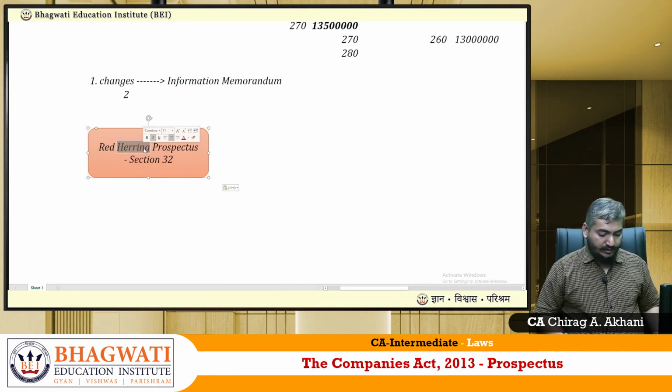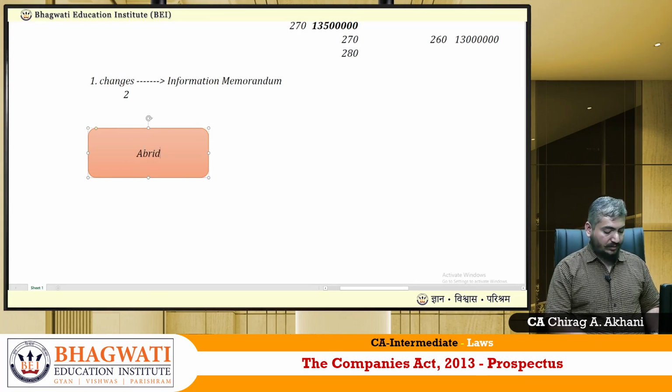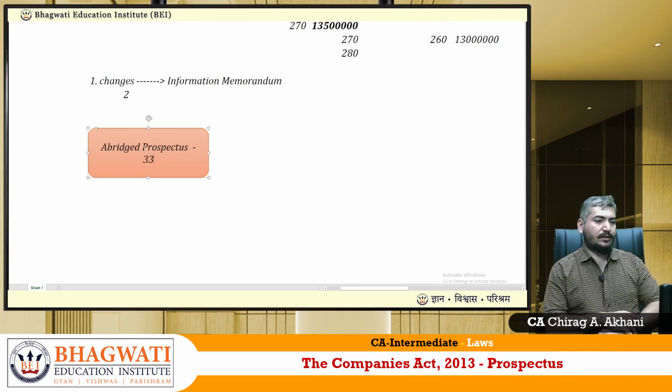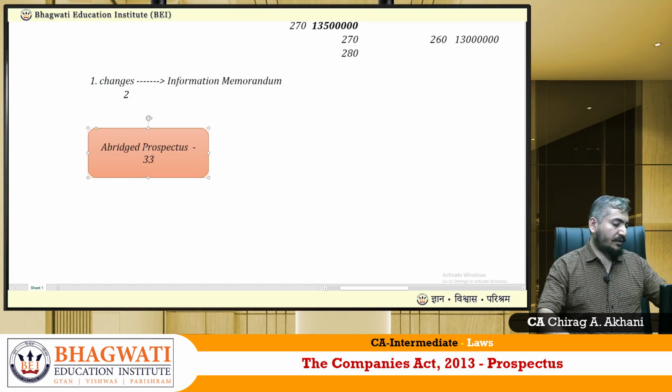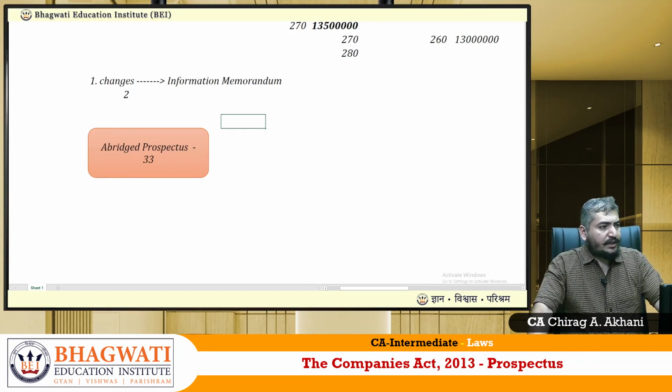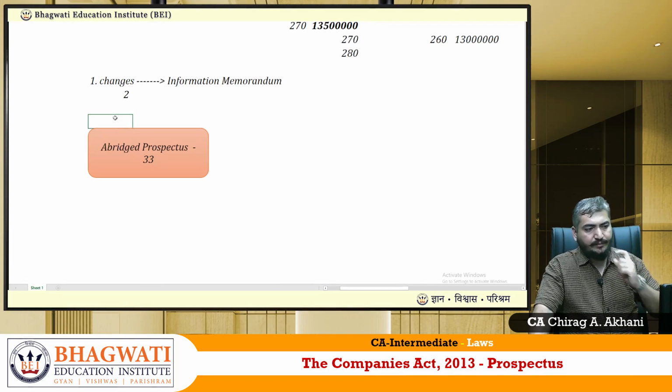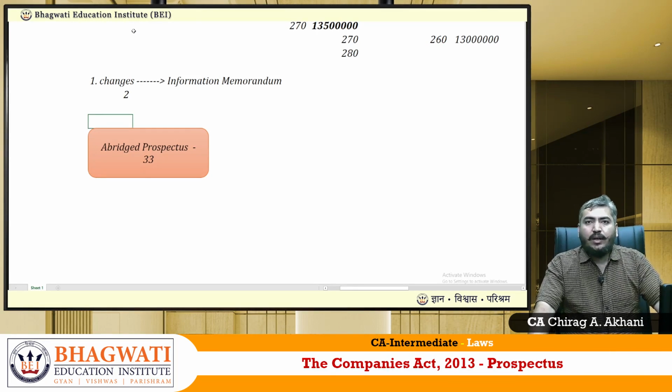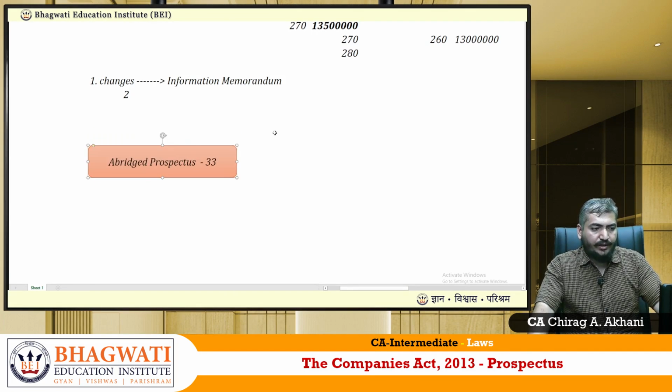After red herring prospectus, we are moving towards a new concept, and that one is abridged prospectus, section 33. ICAI has notified that abridged prospectus is no longer applicable for the CA Inter attempt, but we should not take a chance. If we have some idea about the concept, then in an exceptional case, if there is a question, it will help us answer it.